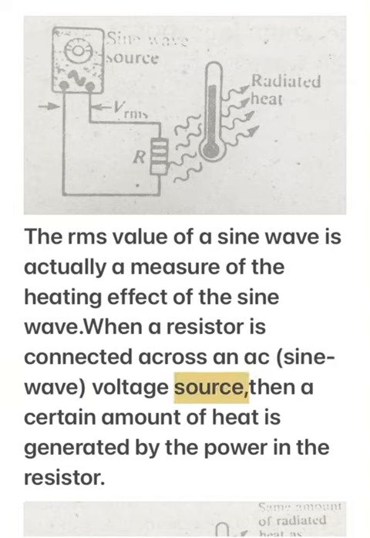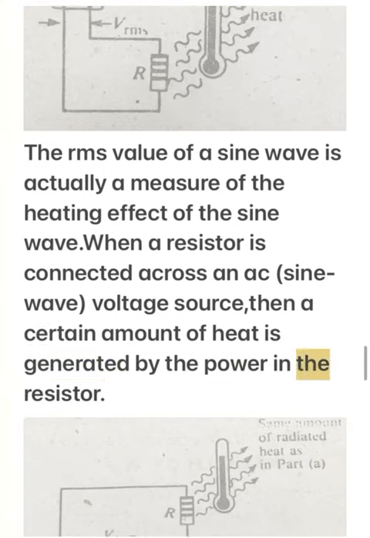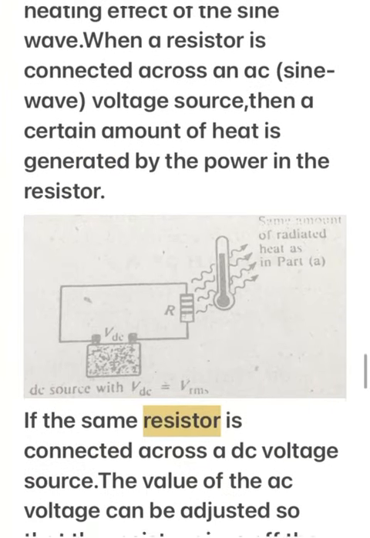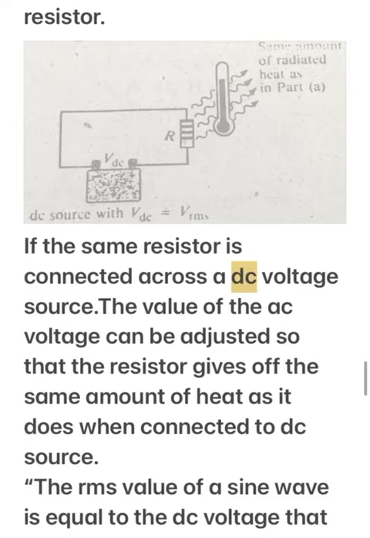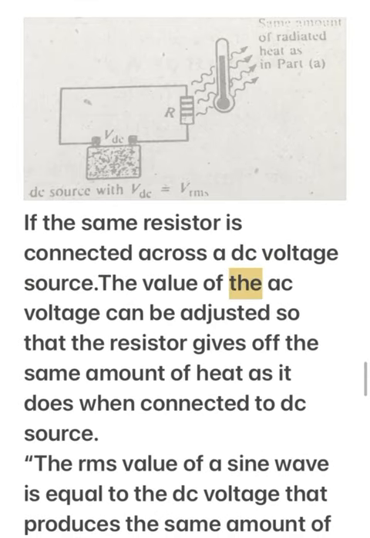Then a certain amount of heat is generated by the power in the resistor. If the same resistor is connected across a DC voltage source, the value of the DC voltage can be adjusted so that the resistor gives off the same amount of heat as it does when connected to the AC source. The RMS value of a sine wave is equal to the DC voltage that produces the same amount of heat as the sinusoidal voltage.